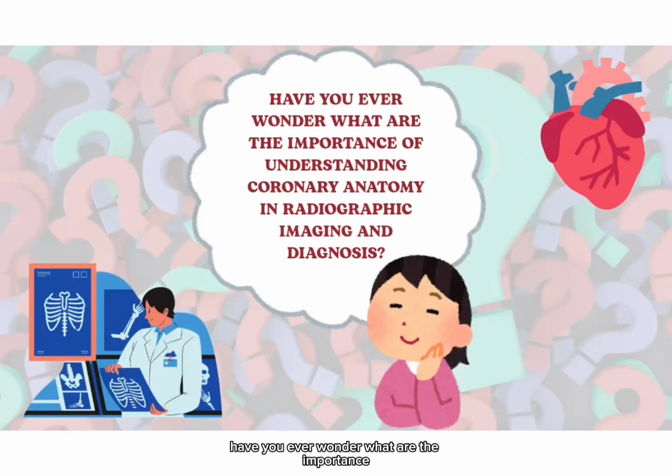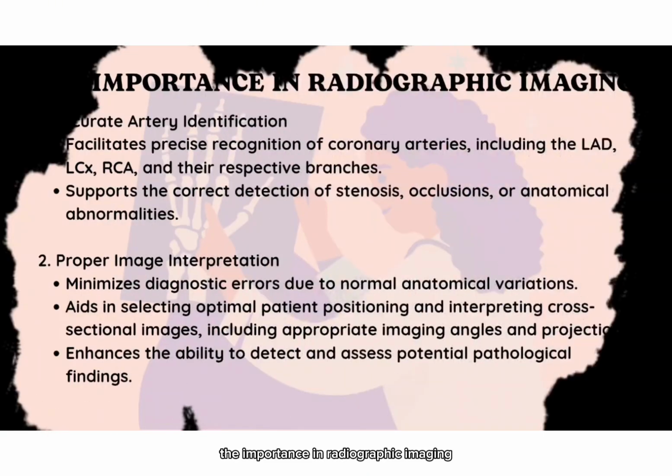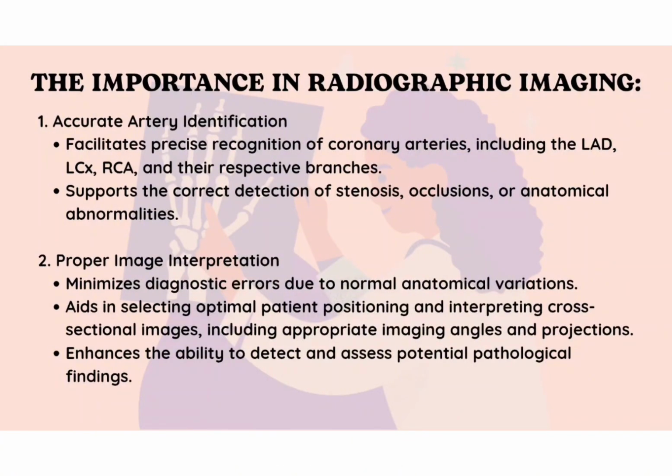Have you ever wondered what the importance of understanding coronary anatomy is in radiographic imaging and diagnosis? The importance in radiographic imaging. Number 1. Accurate artery identification. It facilitates precise recognition of coronary arteries, including the left anterior descending, left circumflex, right coronary arteries, and their respective branches. Number 2. Proper image interpretation. It minimizes diagnostic errors due to normal anatomical variations.